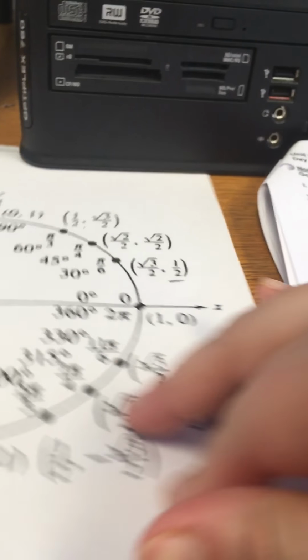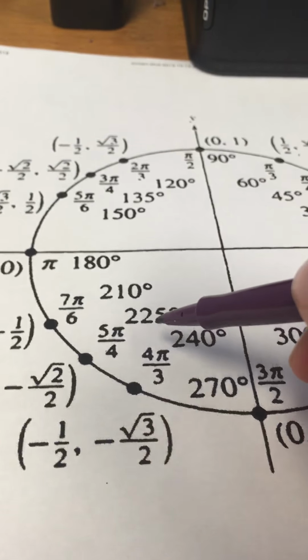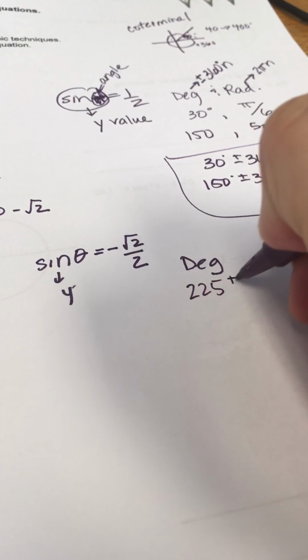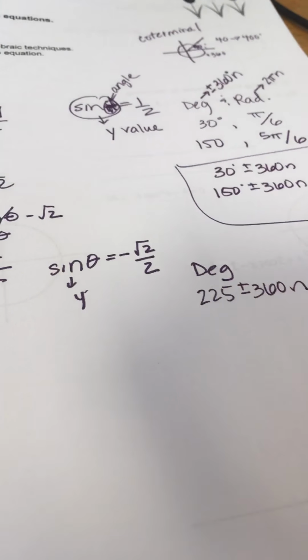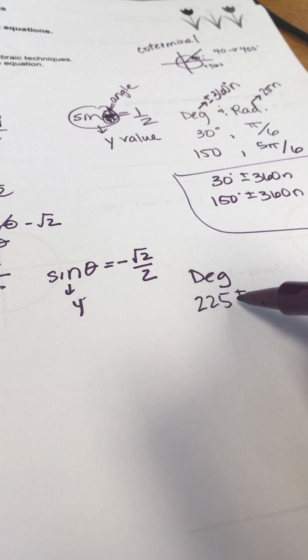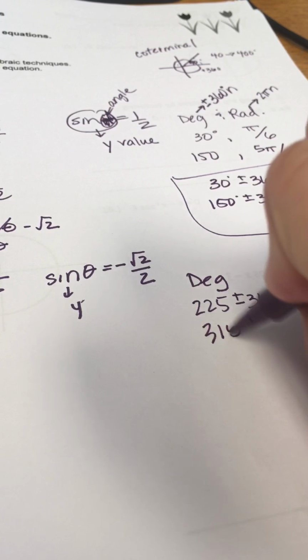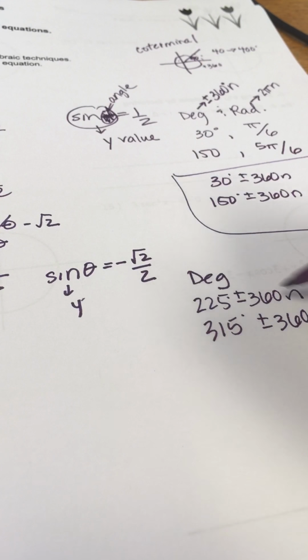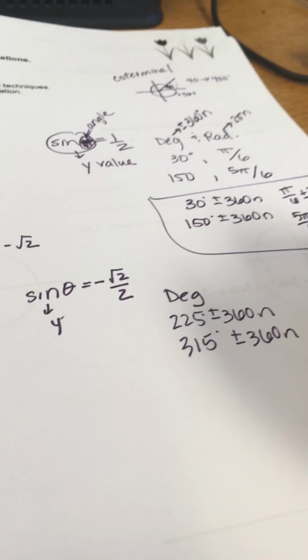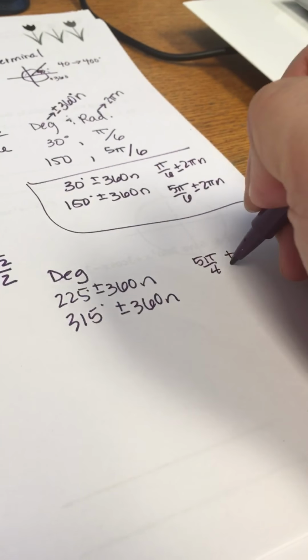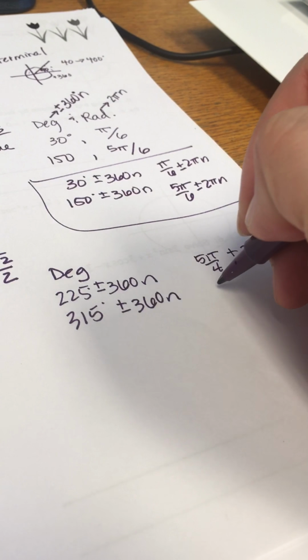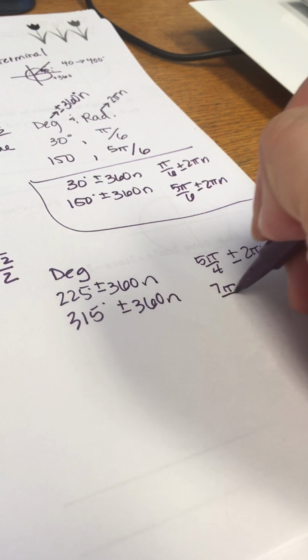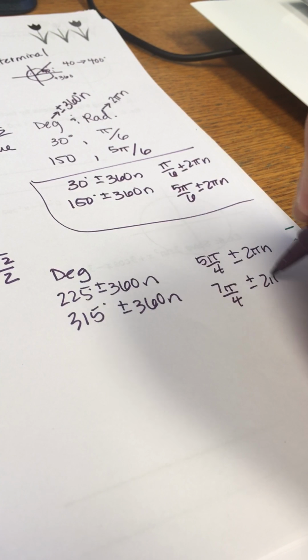So in degrees, negative root 2 over 2, 225 plus or minus 360n, and then also 315 plus or minus 360n. Now those are the same spots, just get the radians for it. So 5 pi over 4 plus or minus 2 pi n, and what's the other one? 7 pi over 4 plus or minus 2 pi n.